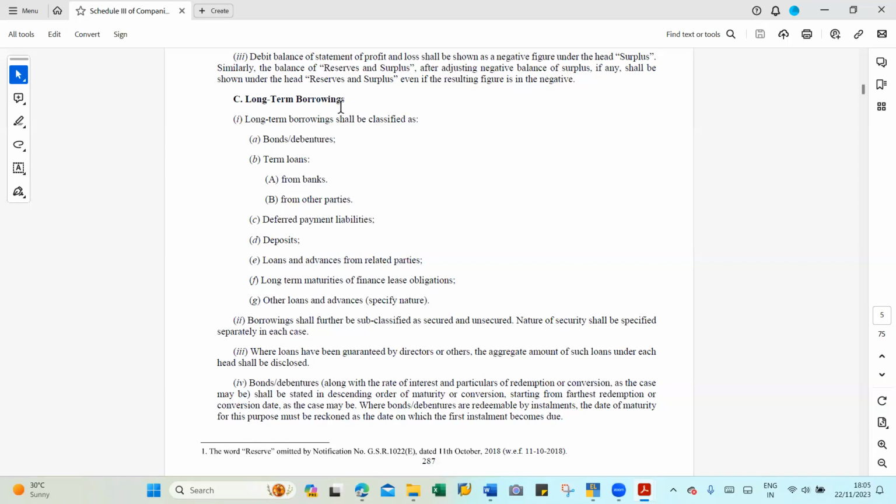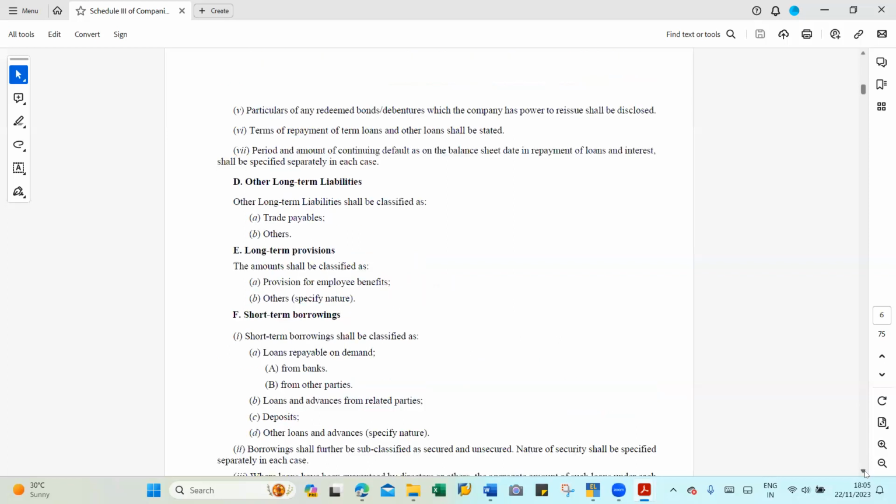Now, long-term borrowings. I hope you are able to see. If not, please message me. Long-term borrowing shall be classified as bonds, debentures, term loans from banks, from other parties, deferred payment liabilities, deposits, loans and advances from related parties. And this is under 1. You see here the numbering. Italic 1 is there. Next, italic 2 is there. Borrowing shall be further classified as secured and unsecured. Nature of security shall be specified separately in each case. Whether loans have been guaranteed by directors. All these things we have to give in detail in long-term borrowings.